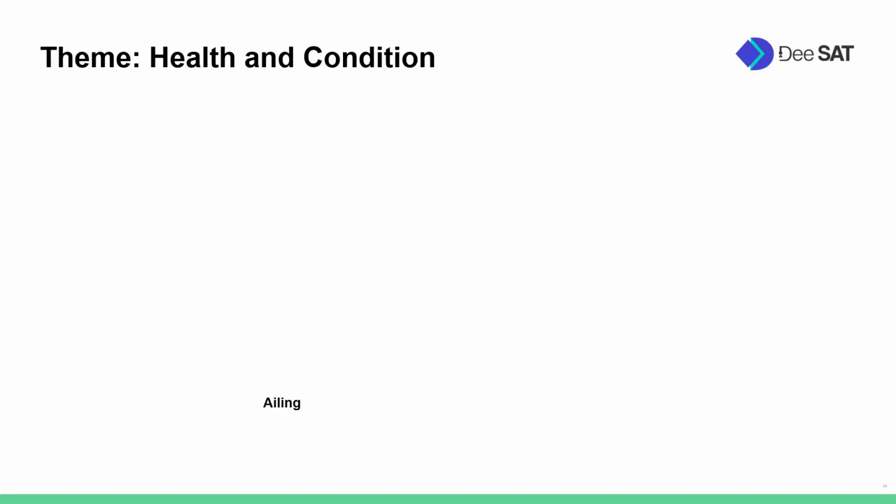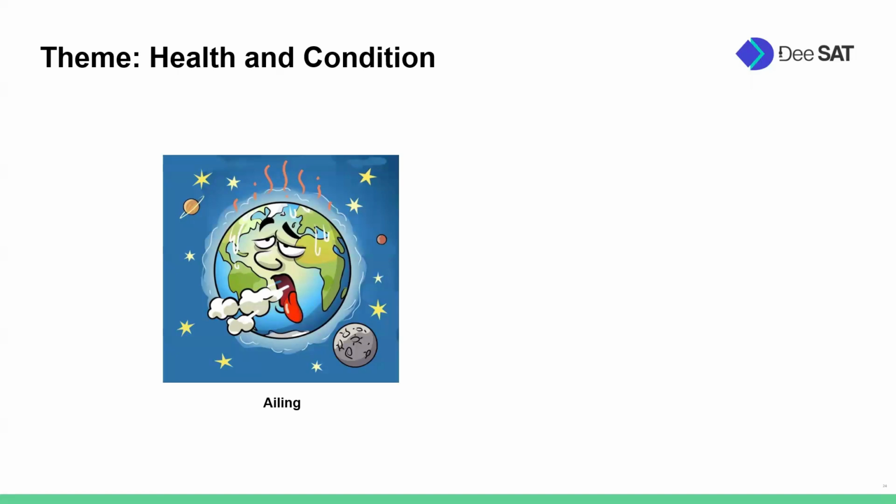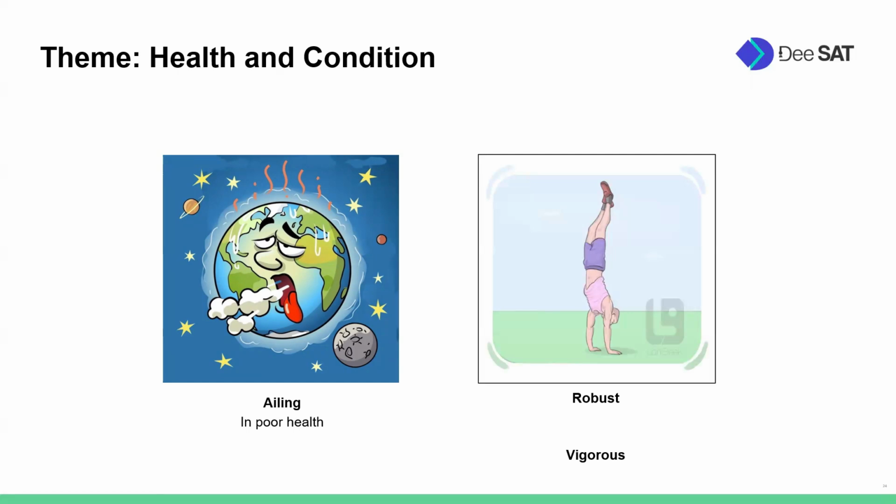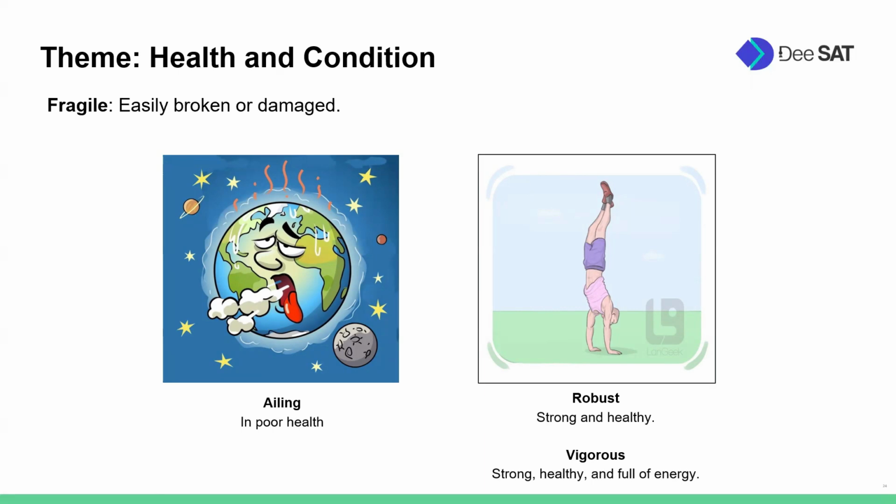Health and condition. Ailing. The planet Earth is ailing, which means something which is in poor health. Robust. The argument the person made was absolutely robust. The COVID virus is pretty vigorous. Both of them mean strong and healthy. Fragile would be the opposite of robust and vigorous. It means something which can be easily broken or damaged. For example, glass.